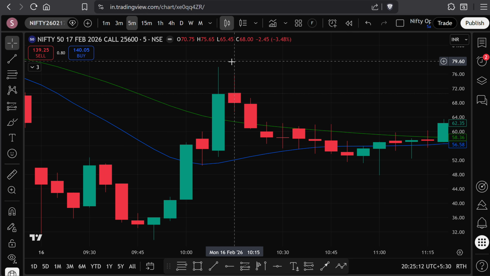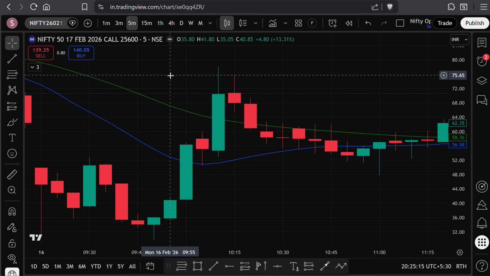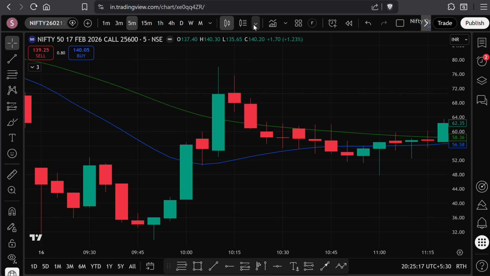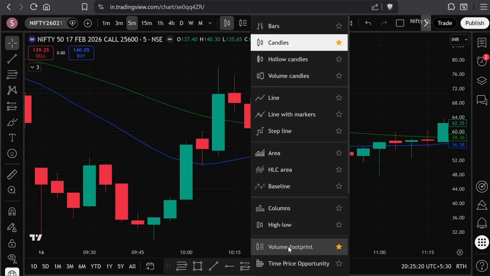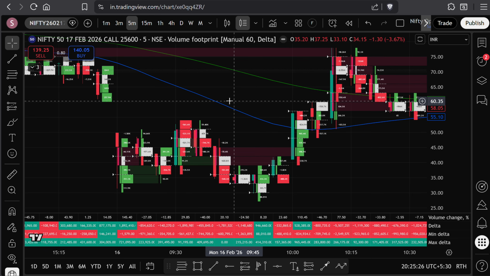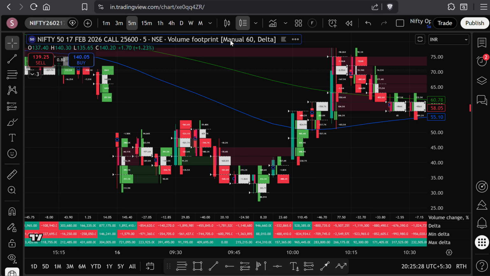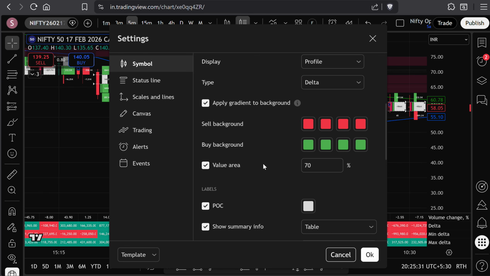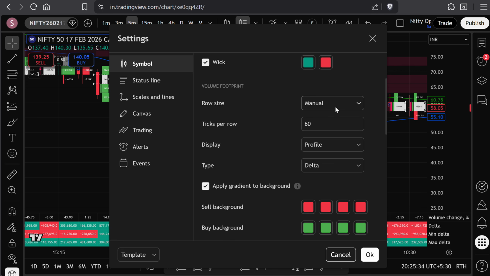Okay, so once you get the chart on TradingView, when you have the premium subscription, just switch over from the candles to the footprint, volume footprint. Once you change to the volume footprint, it will look like this. What you need to do is double click on this volume footprint and change the colors; those things are not required. Here, change from auto to manual, and ticks per row 60. You can increase to 80, 120 or something based on the volume price scenario, until you see a clean footprint. Basically I use 60 because the volatility is very low.